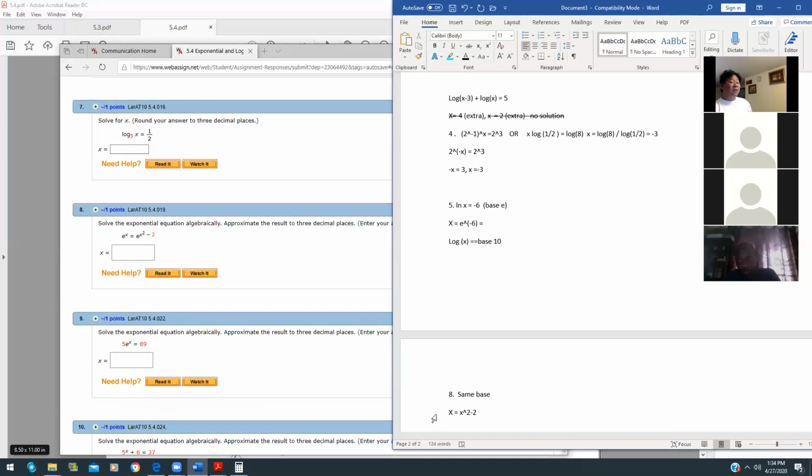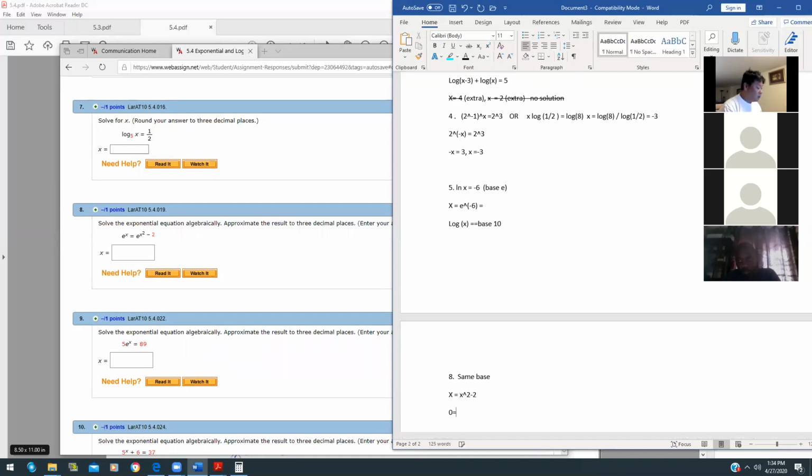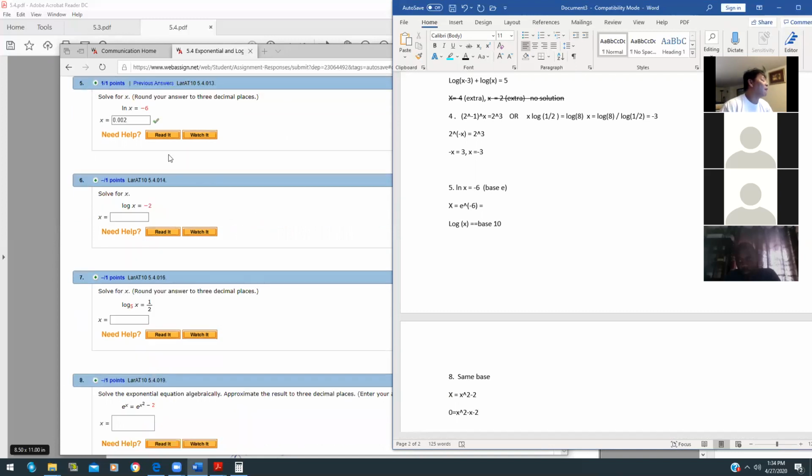And what you do here is, because this is a quadratic, you have to make this equal to 0. So I subtract x over to the other side. So 0 equals x squared minus x minus 2, and you have to factor this. Why I didn't check your answer for extraneous solutions on question 5 is because this is a positive number. So when you plug 0.002 into your ln, it works. The only numbers you plug in there that don't work are 0 and any negative number. Then this is no good.